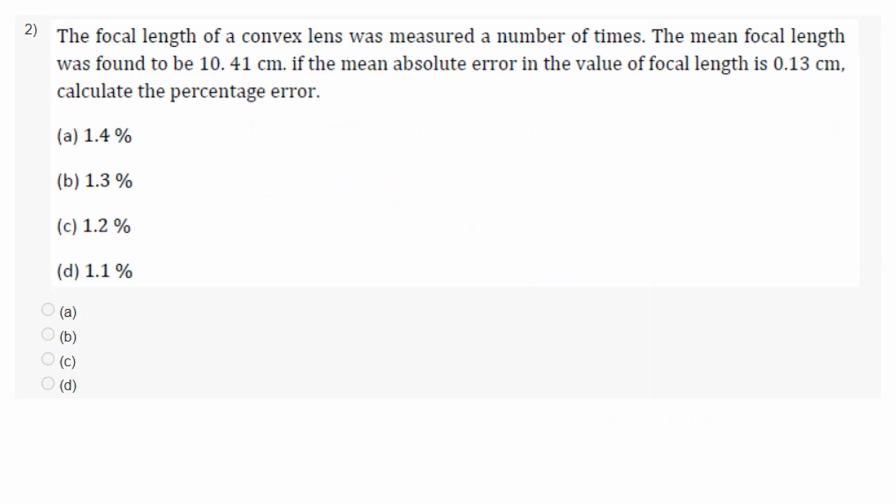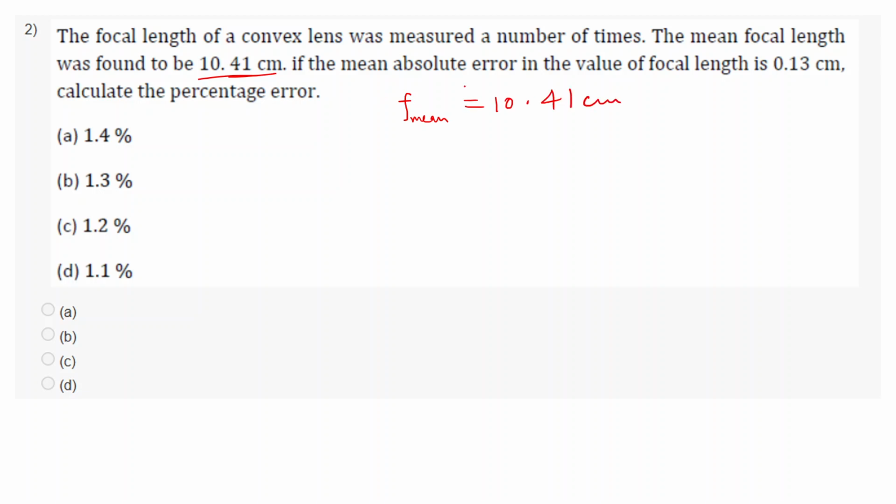Okay. So the next question is, the focal length of a convex lens was measured a number of times. The mean focal length was found to be... Focal length we can represent by small f. This is talking about an experiment where we are using a convex lens, and the focal length is measured many times. What we are given here is the mean focal length.